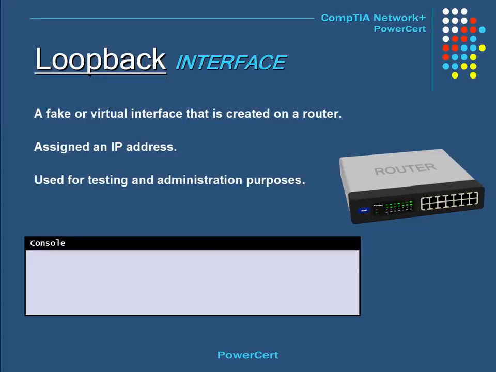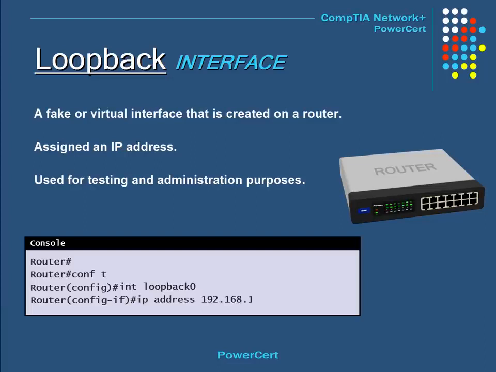So as an example, let's assign an IP address to a loopback interface on a Cisco router. In a terminal window, and by the way, you don't need to know all this as far as creating one. You just need to know that for the exam it's used for administration and testing. So back to our terminal, while we are in configuration mode, we enter INT for interface, then loopback 0, then an IP address of our choice, and then a subnet mask, and then you're done.